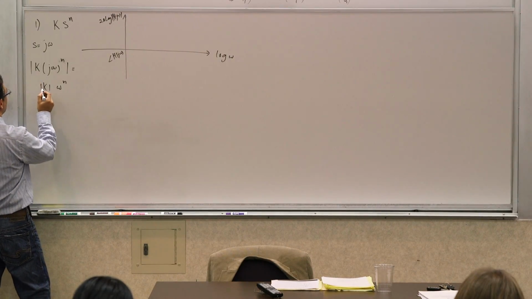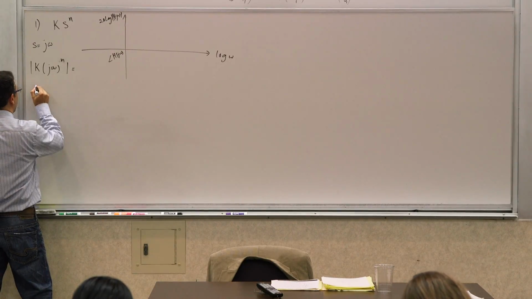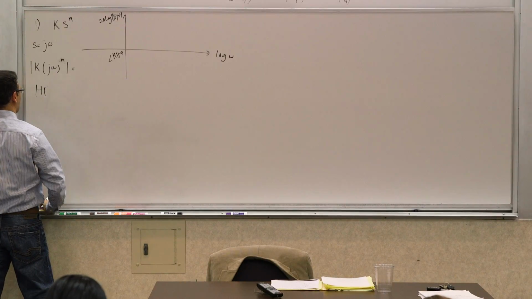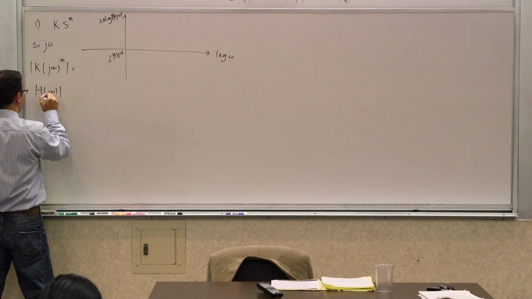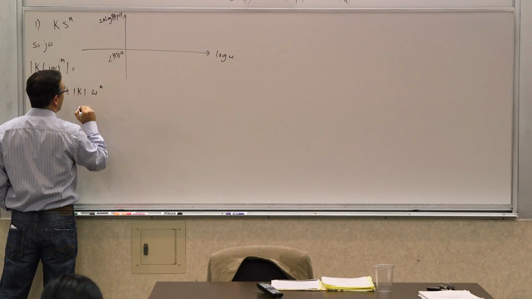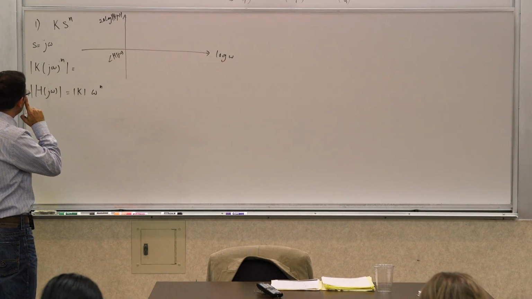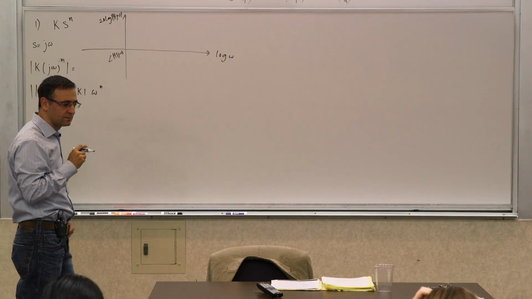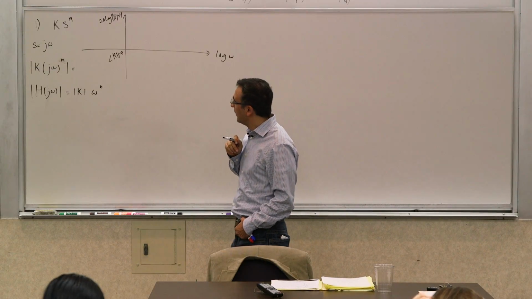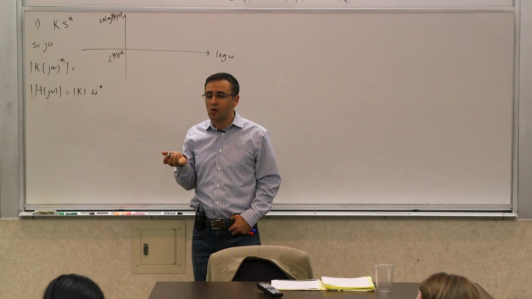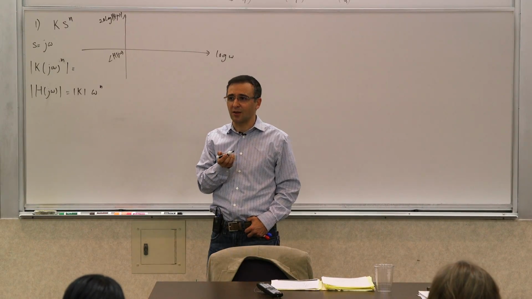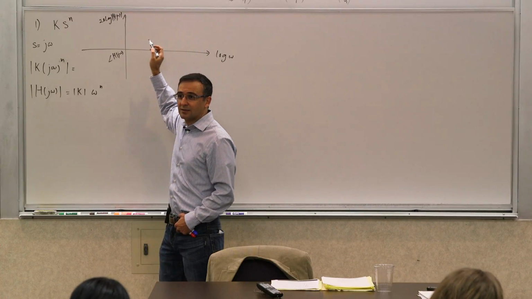So this is the magnitude of h of j omega, which is k omega to the power of n. So how does that look on the magnitude part of it? Well, it depends on n. If n is 0, what do you see? Just a constant, obviously. You see a flat line.